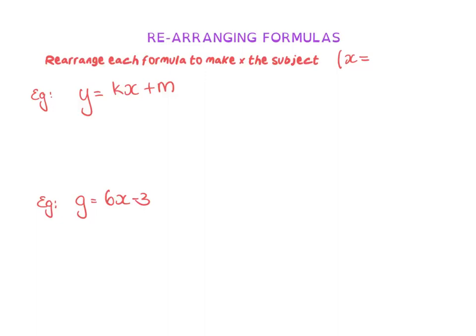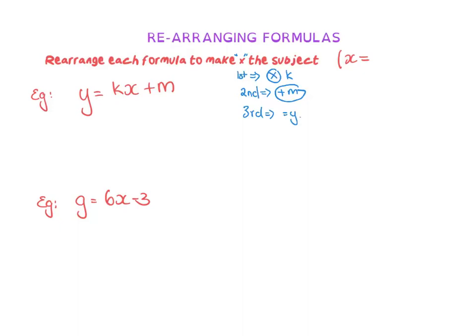So let's have a look. In the next ones they've asked us to rearrange to make x the subject. So we want a formula that says x equals. If we have a look at what's happened to x, the first thing that happened to x was it was multiplied by k. Then the second thing that happened was m was added to it. Okay, so we added m. And then the third thing was we let it equal y.